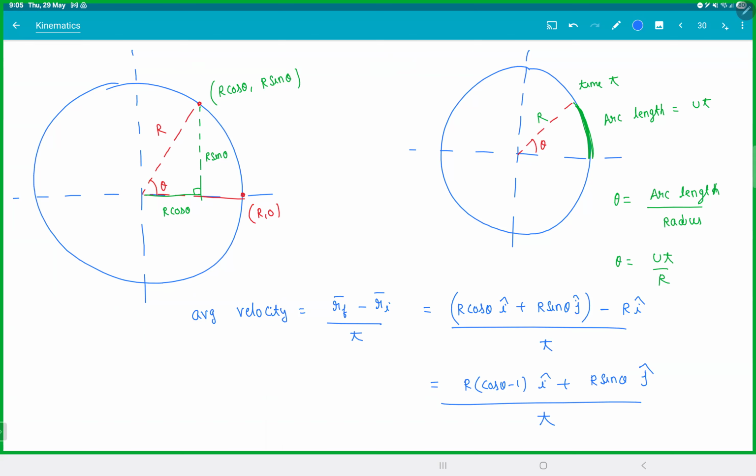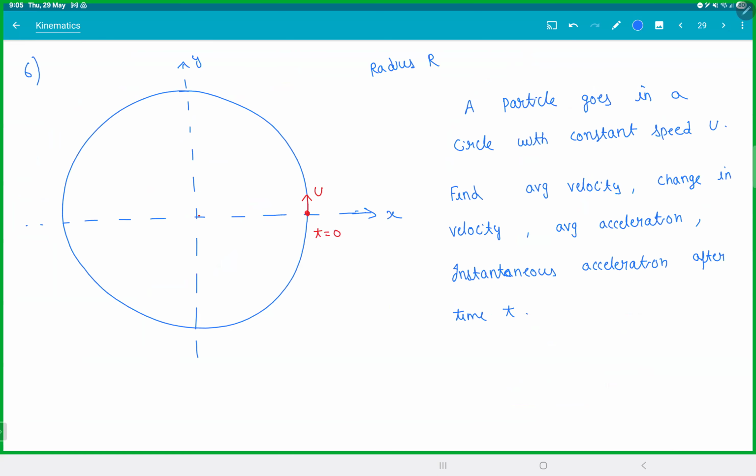Do you remember? There is a standard formula I told you to remember. Magnitude of change in velocity. Anyone remembers? 2u sin theta by 2. Do you remember? I told you this will keep popping up. It was a standard question in CET, so they'll directly ask you. Anyways, let's try to find it again. Find the change in velocity. That was the second question. Third question was average acceleration. Fourth question, instantaneous acceleration.